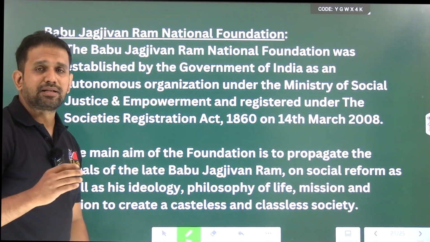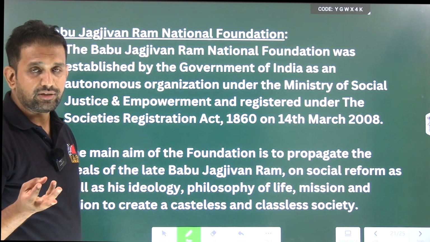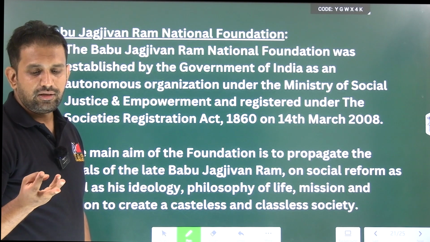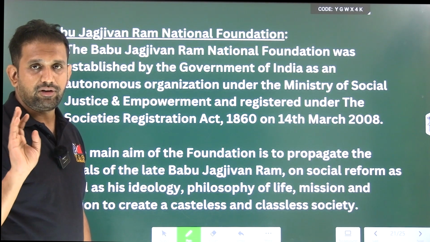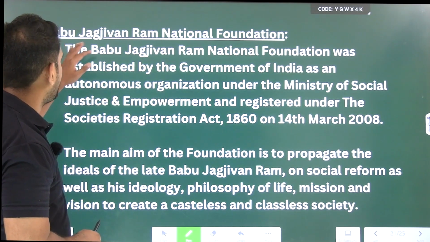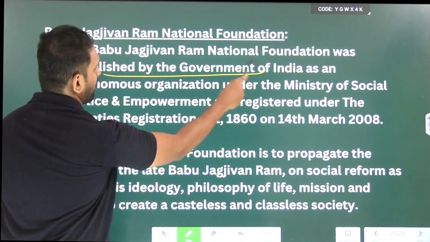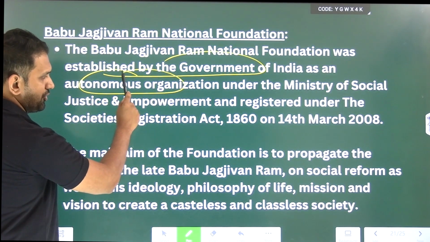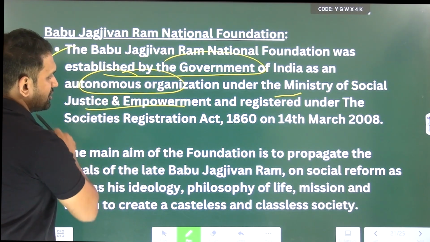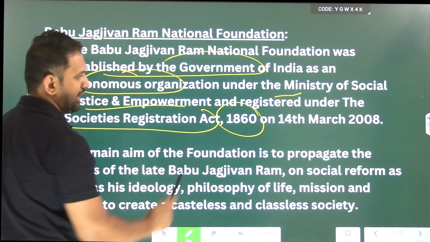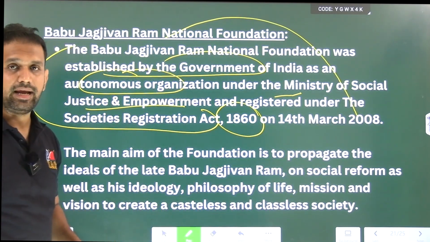Then 2 important personalities are there with regard to the development and welfare of SCs historically. One is Babu Jagjivan Ram and the other is Mr. Ambedkar. These 2 personalities come to our mind when we talk about SCs. Let us now talk about Babu Jagjivan Ram National Foundation. It is established by the Government of India as an autonomous organization and works under the Ministry of Social Justice and Empowerment. It is a registered society under the 1860 Act, and this foundation was formed in the year 2008.